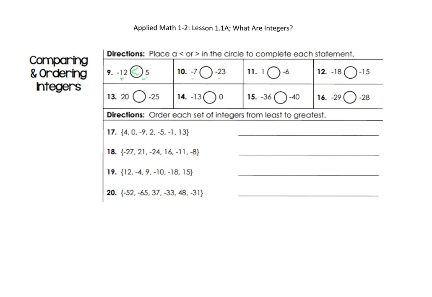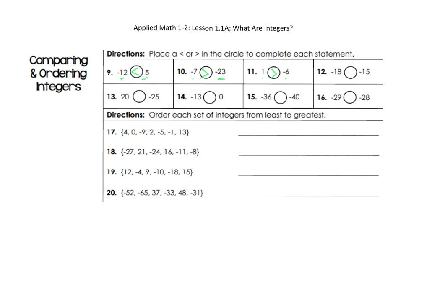Now you might think, well, 23 is larger than 7, but it's a -23. So -23 is a larger negative number, which means it's smaller. So we're going to open up and eat -7, because it's a larger number than -23. Number 11, we have 1 and -6. 1 is positive, so automatically it has to be a larger number than -6. And again, we could be looking at where they are placed on a number line if we're not sure, and we'll do more of that in class together.